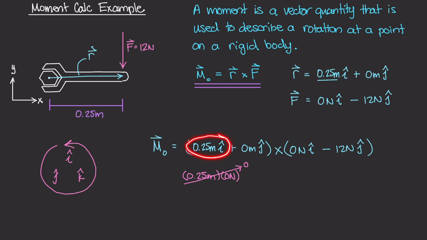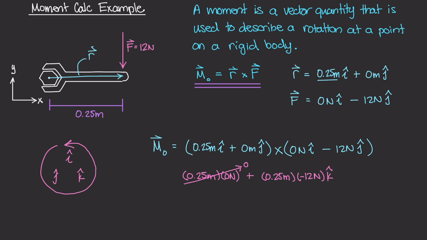Okay, let's do the next distribution. Let's take the same x component and multiply it now with this y value right here. So for this term, what we're going to do is multiply 0.25 meters times negative 12 newtons. And in this case, what is the unit vector? We're doing this term crossed with this term, in other words, i cross j. If you look back at this diagram, i cross j is going to give us k, but because we did the cross product this way, it's going to be positive. So it's simply just positive k.